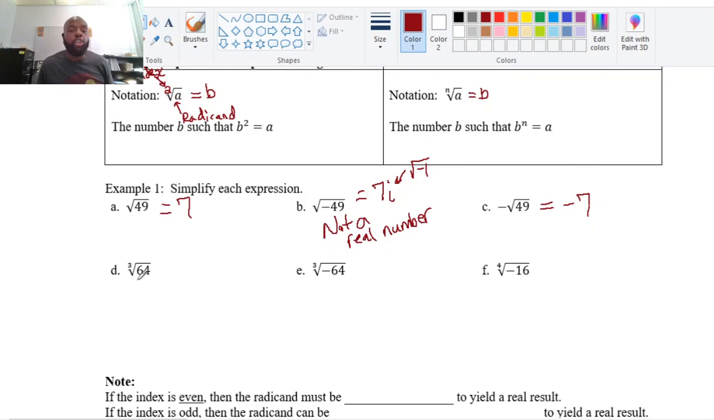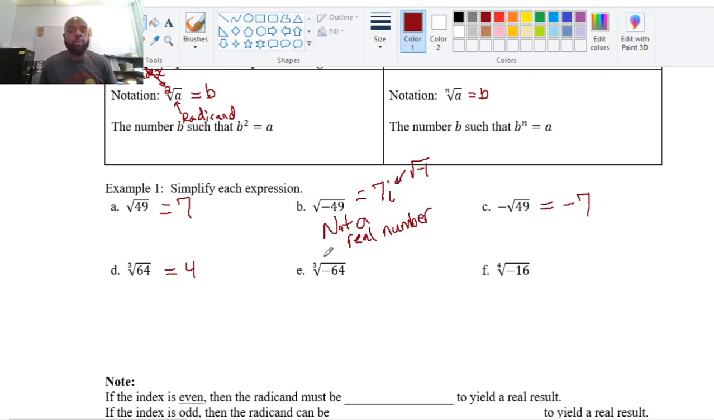Part D, we have a cube root. Now index, remember we use that term index there, that index is 3. So now instead of thinking about the number that we square to get this radicand, or 64, we look for the number that we cube, or multiply 3 times by itself, to get 64. And that number actually is 4.